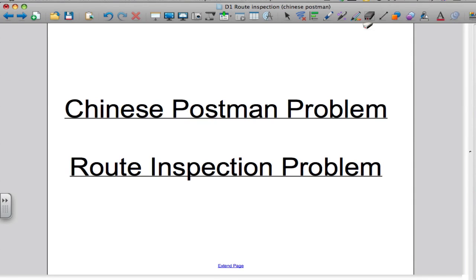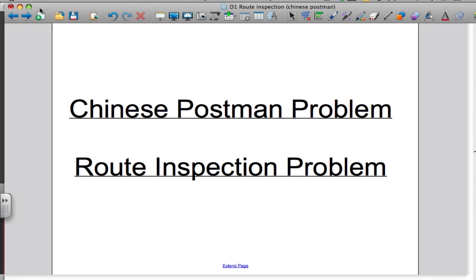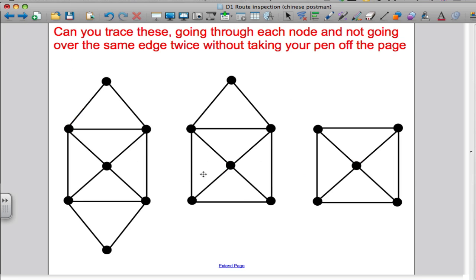Hi there. In the following video I'm going to solve for you the Chinese Postman problem, or the route inspection problem as it's otherwise known. Before I do that, I want to show you a little puzzle you may have seen before, just to get us into the right frame of mind for this. You've probably seen this when you were younger.